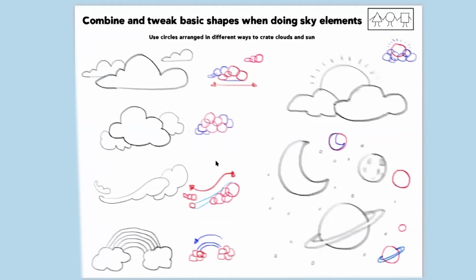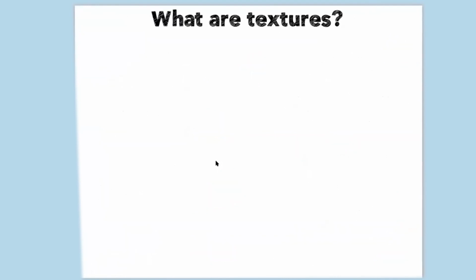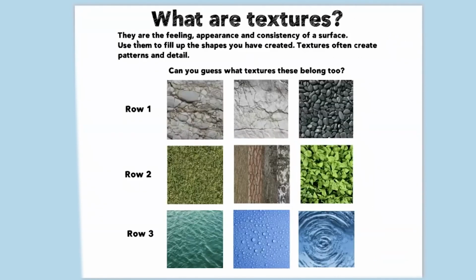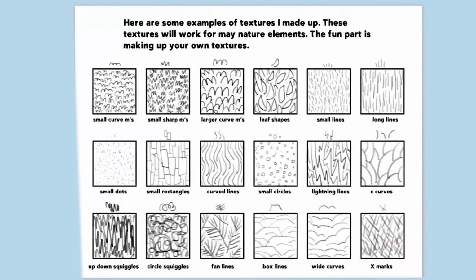And then there's one last thing I want to talk about, and that's textures. So textures, okay, they are the feeling, appearance, and consistency of a surface. So think of it like when you're touching something, what you feel with your fingers, those are textures. So here are some examples of textures I made up. These textures will work for many nature elements, and really the fun part is making up your own texture.